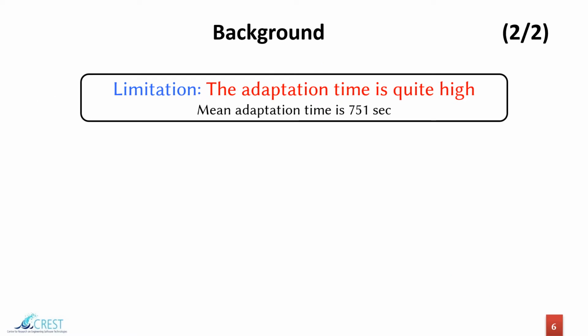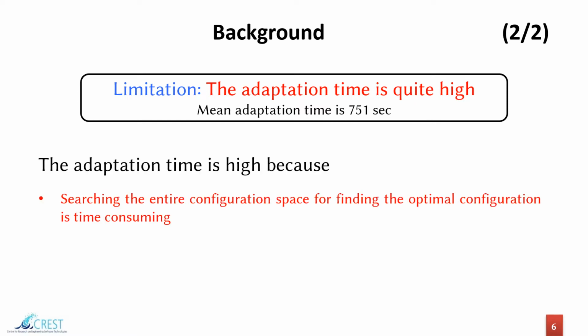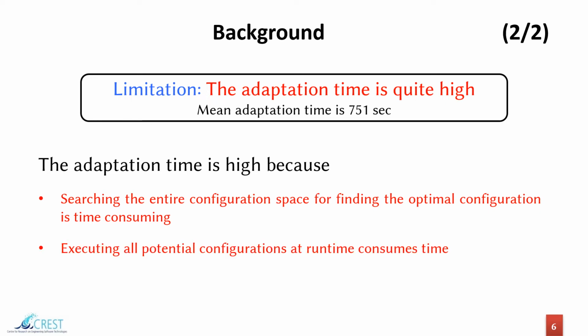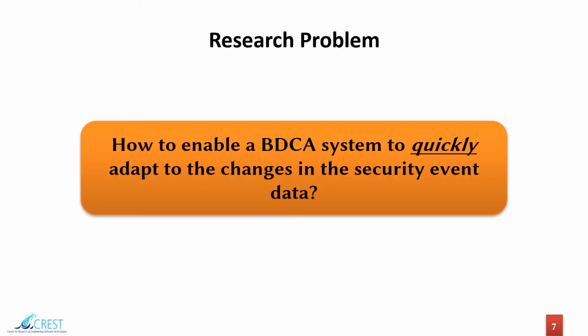The issue with that approach was its adaptation time. The adaptation time was high. It was around 751 seconds on average. Now, why was it high? The adaptation time was high because the configuration space is large and finding an optimal configuration is time consuming. In that approach, we had to calculate the quality of service for each configuration, and only after calculating it for all of them could we pick the best configuration.